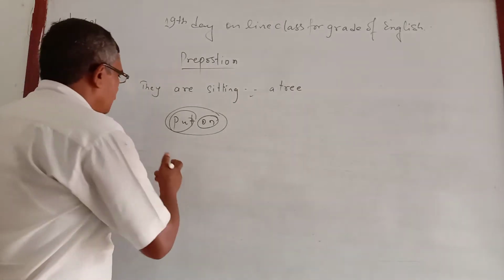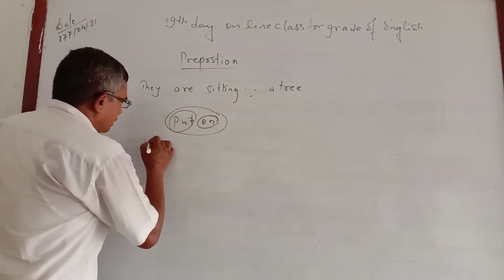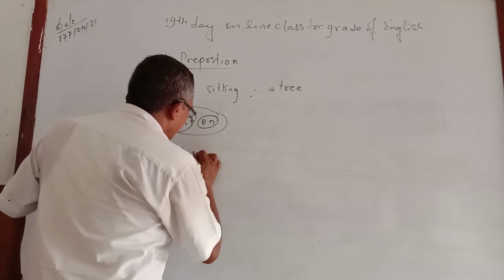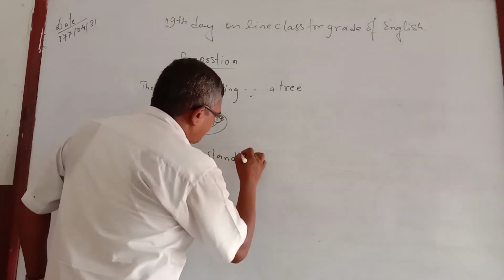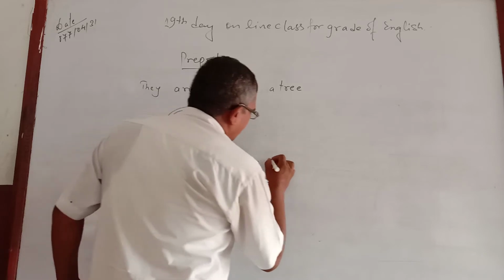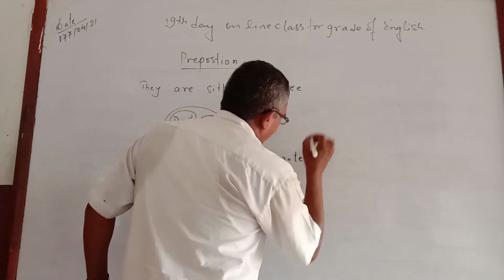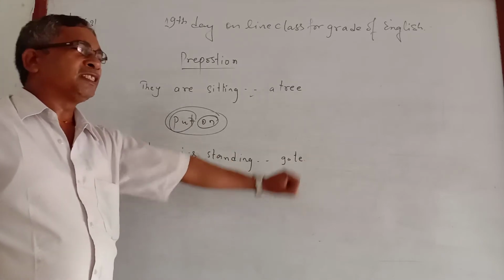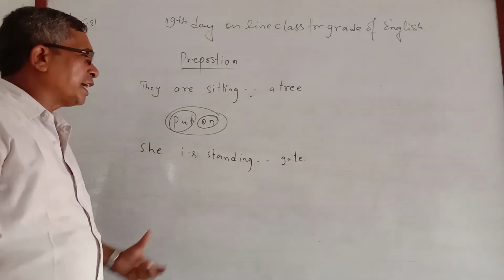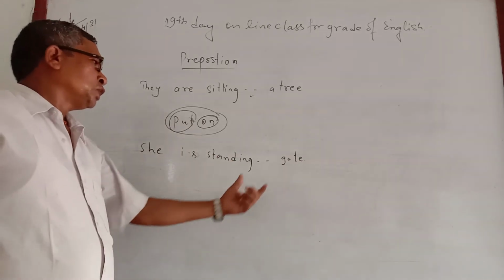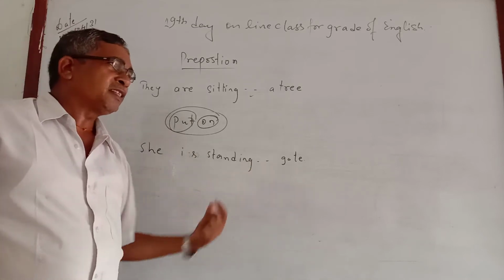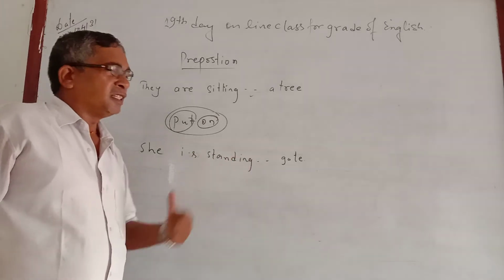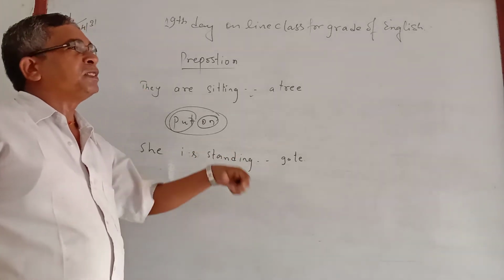One more example I would like to share. She is standing dash gate. Now see here, she is standing dash gate. What if we try to find the answer from outside? There may be she is standing at gate, or there may be near gate. Sometimes near is right, sometimes at is right, or there may be something else.